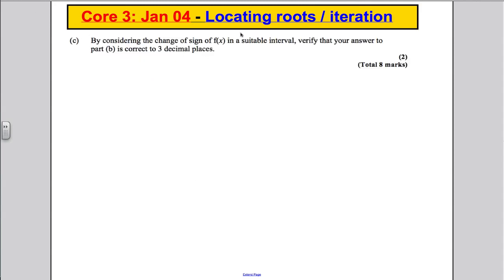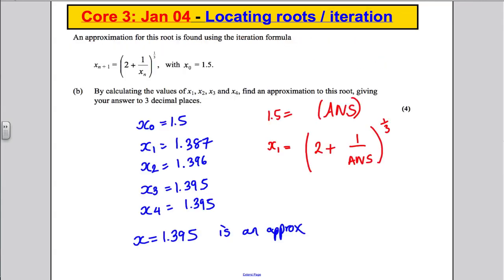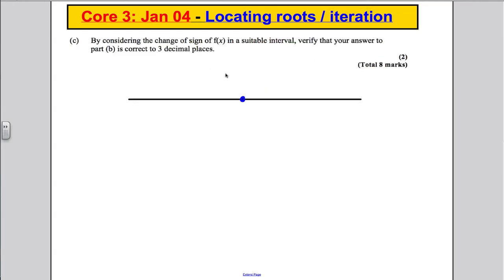However, in part C, by considering a change of sign of f of x in a suitable interval, verify your answer is correct to 3 dp. So we think our answer for this problem is 1.395. So we think alpha is 1.395. In order to verify this, we go 0.0005 up, so we check 1.3955, and we go 0.0005 down, and we check 1.3945. We work out f of 1.3945.